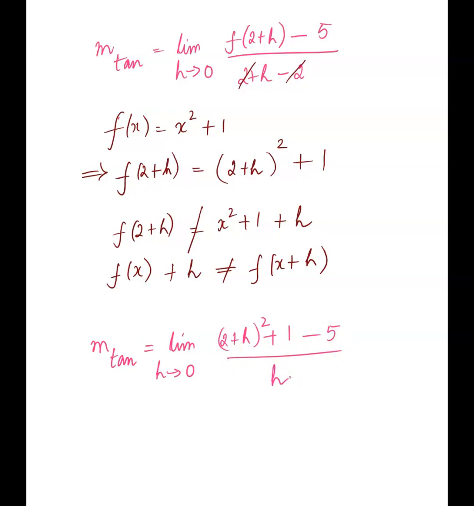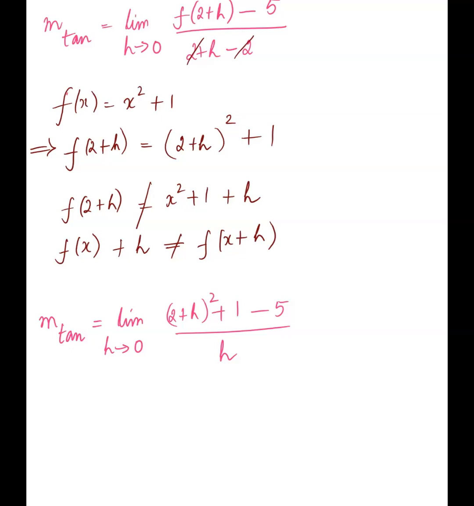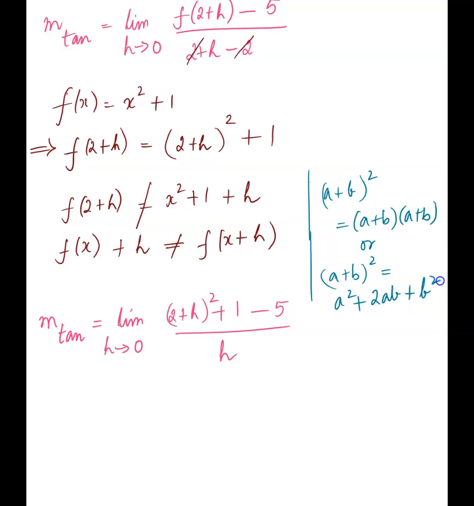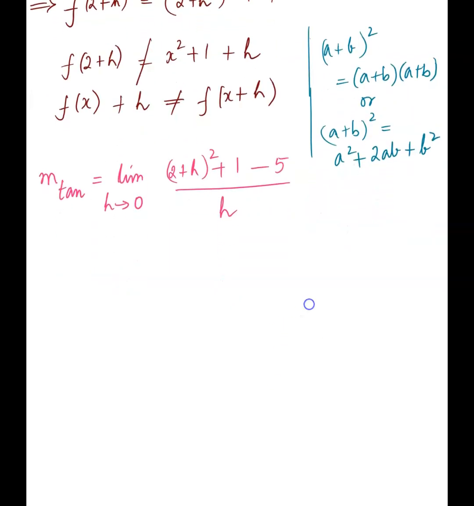Now 2 plus h the whole squared, again algebra, where you either multiply it twice and FOIL it, or you remember the a plus b the whole squared formula, which is, let me write it by the side here, a plus b the whole squared. You can either write it like this, a plus b times a plus b and FOIL it, or the formula is a squared plus 2ab plus b squared. Okay, so use one of these, and this is what you should get.